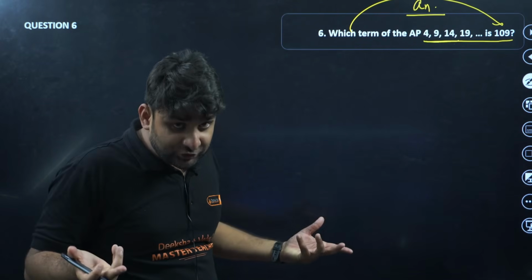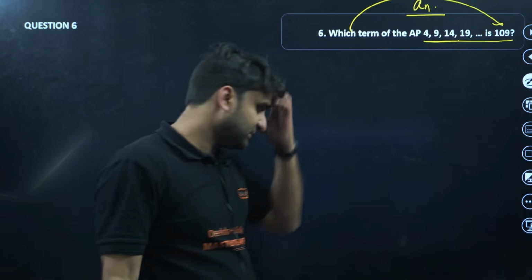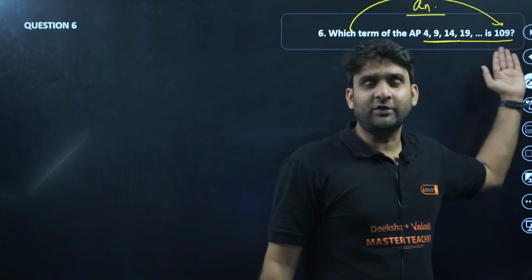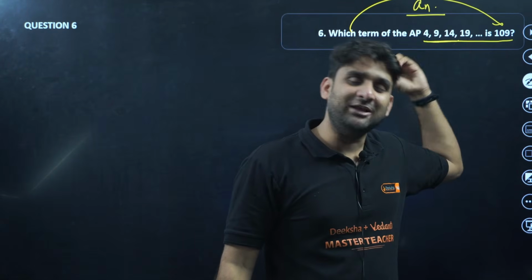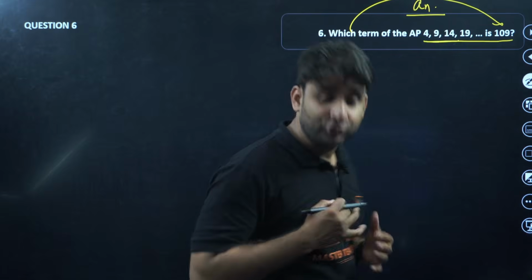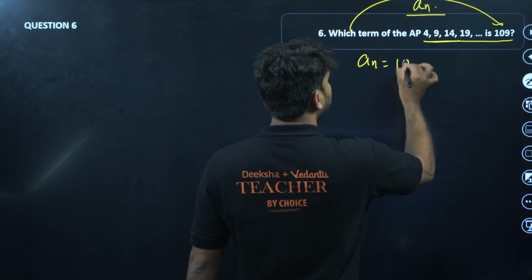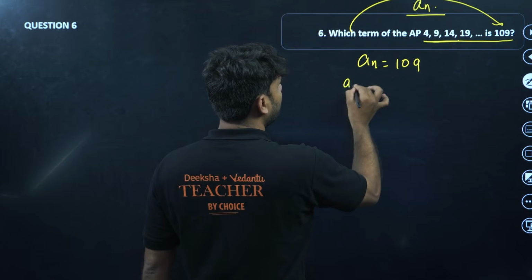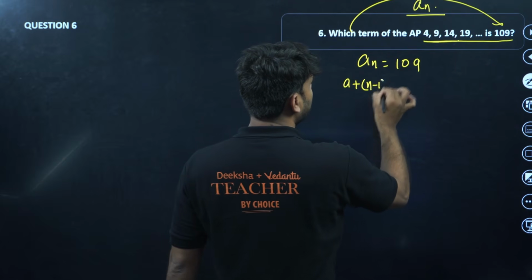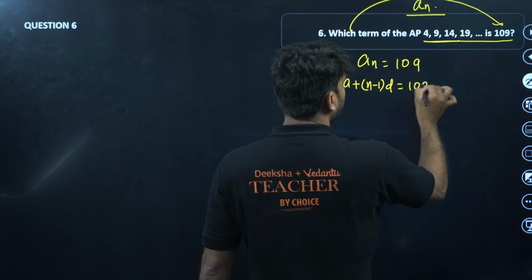I don't know the position. So let's assume nth position. It may be 30th position, 100th position. It can be anything, but we don't know. So if we don't know, we can assume it is nth term, 109. And for nth term, the formula we have is a plus n minus 1 into d is equal to 109.